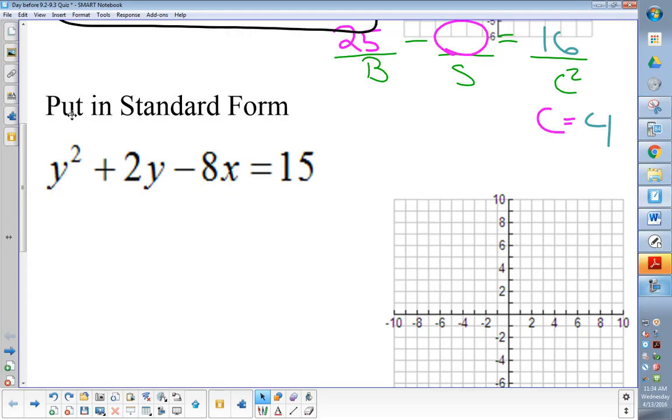John, why is this a parabola? I saw a little bit of both. Why is this a parabola and not an ellipse? Only one thing squared. Okay, so this is a parabola.